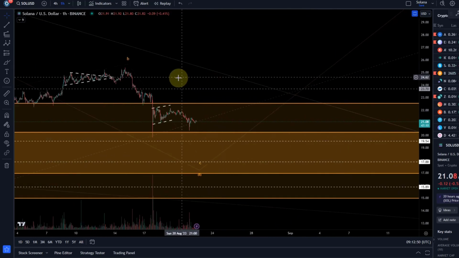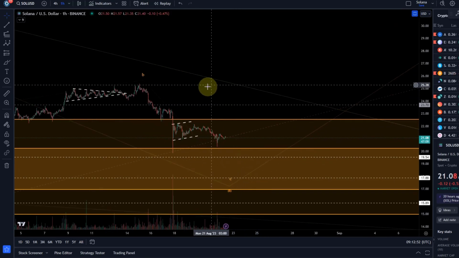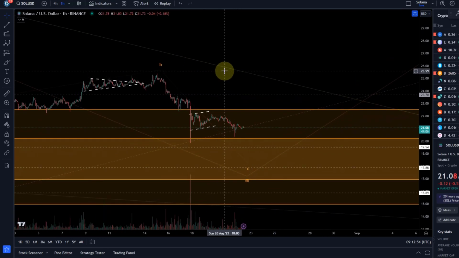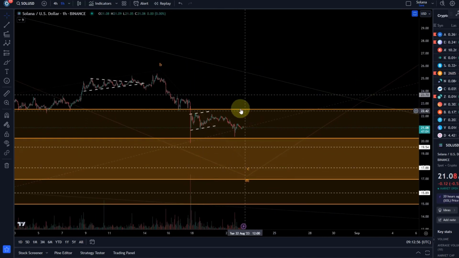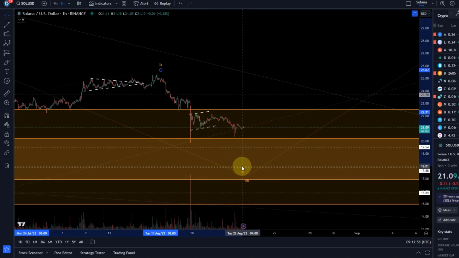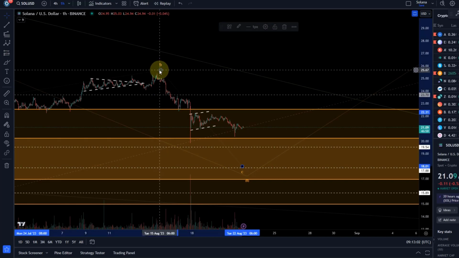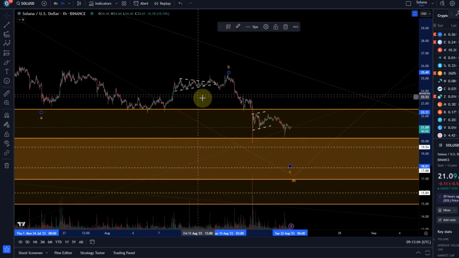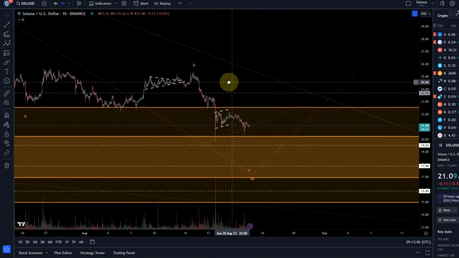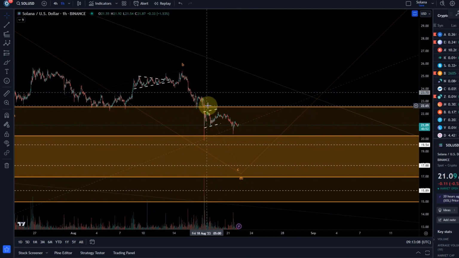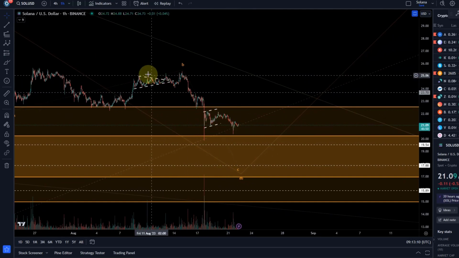Let's look at the lower time frame. So if we really say that we are in this C wave, first of all, you need to understand that doing micro counting is dangerous, okay? Because especially when we deal with altcoins, you see just too many distortions.